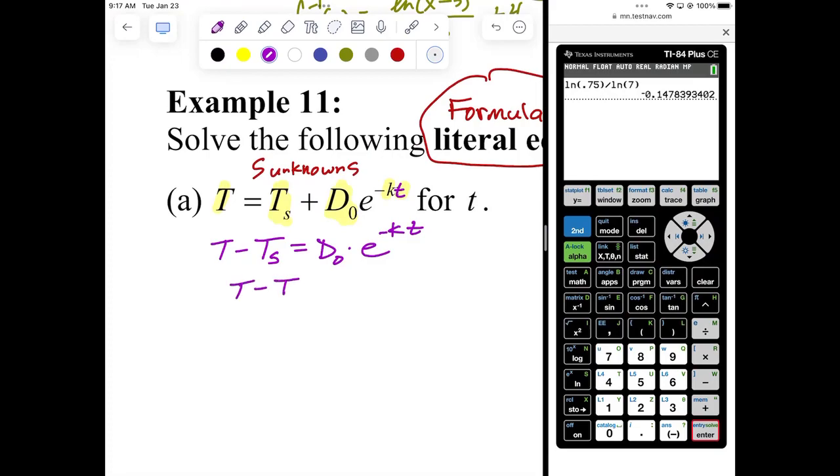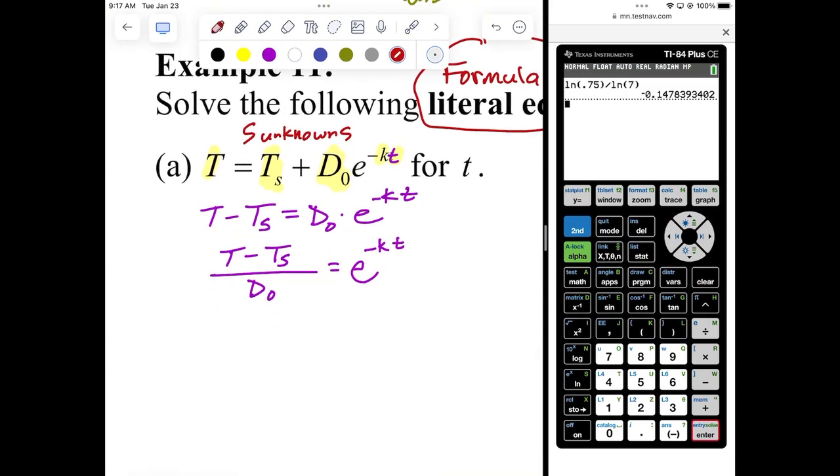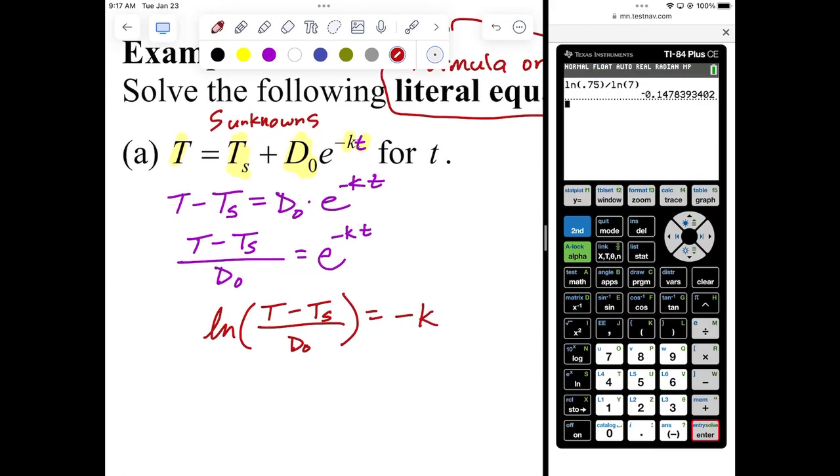So I get (T minus T sub s) divided by D sub o equals e to the negative kt power. I'm getting closer. I'm peeling back the layers, getting at the t. Now I have to un-e something. How do I un-e something? Now natural log it. So I get the natural log of (T minus T sub s) over D sub o. And I'm not even going to write the natural log of e to the blob. I'm just going to put the blob. It's negative kt. And now I'm almost there. How do I solve for t?